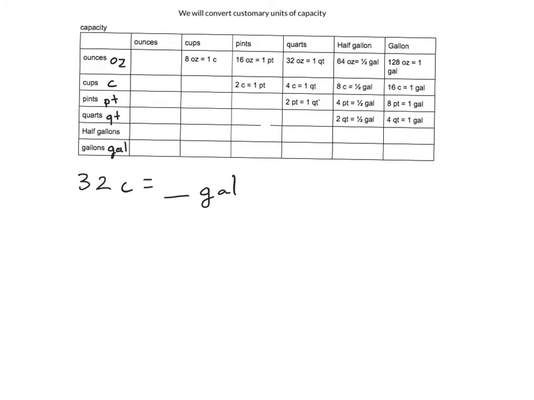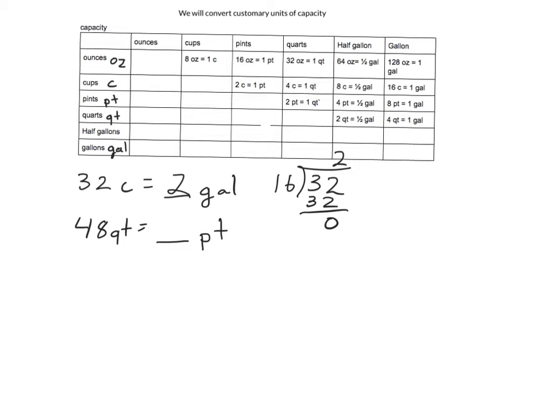So this first one says 32 cups equals how many gallons? So we have to think, how many cups are in 1 gallon? We know that's 16. So we have to take 32 divided by 16. 16 goes into 32 2 times, which is 32. There's no remainder. So 32 cups equals 2 gallons.